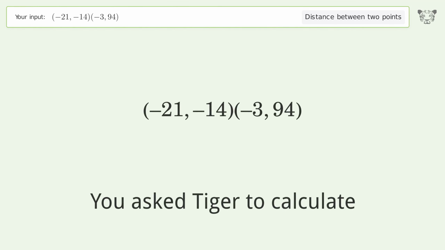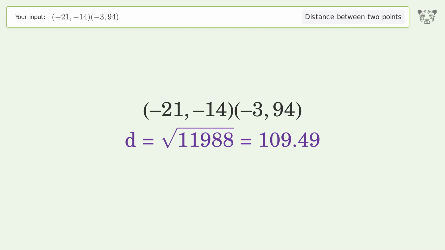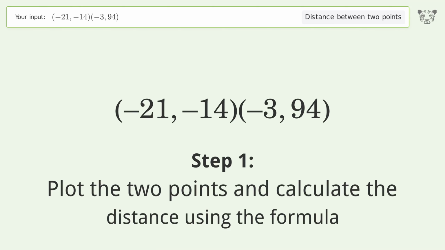You ask Tiger to calculate. This deals with the distance between 2 points. The distance between the 2 points is the square root of 11,988, or 109.49. Let's solve it step by step. Plot the 2 points and calculate the distance using the formula.